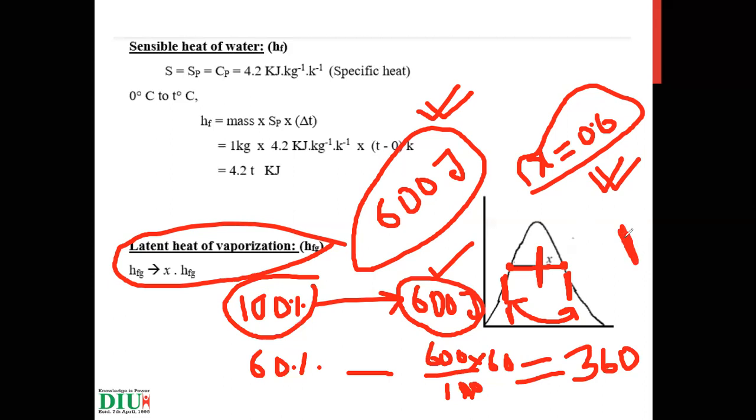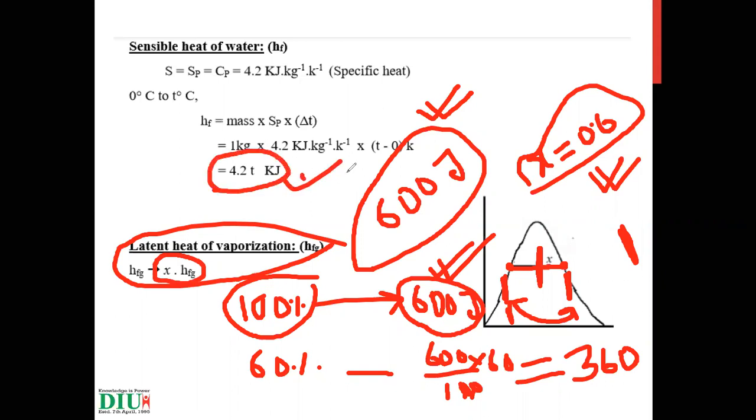Can anyone tell me? The 100 percent of the water can boil, 100 joules, sir. Yes. So at that time, we will multiply 600 by 1. So it will be 600, isn't it? Yes, sir. So it totally depends on the dryness fraction. So always remember, it is very easy: the latent heat is multiplied by the dryness fraction. Okay. And the sensible heat is 4.2 T kilojoule.